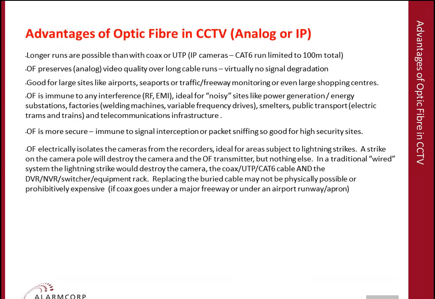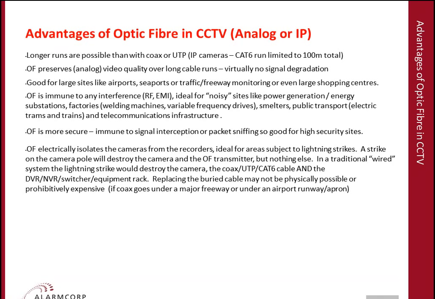Next, optic fiber electrically isolates the camera from the recorders, or if you prefer, it isolates network switches from each other. So this is ideal for areas that are subject to lightning strike. If we take a typical example of, say, an airport or a jail where we have a camera mounted up high on a pole and that pole gets struck by lightning. If we have an optic fiber system, then the camera itself will be destroyed and most likely the optic fiber transmitter will be damaged as well. However, there will be no damage to the optic fiber cable.